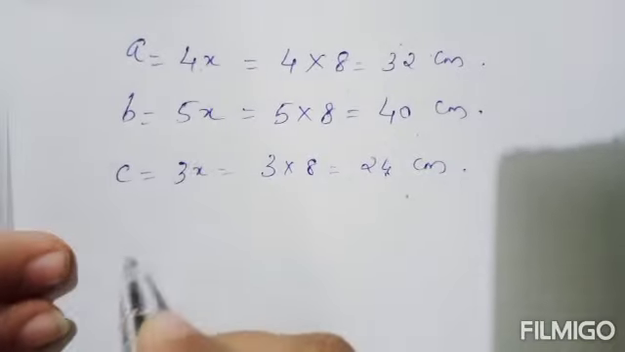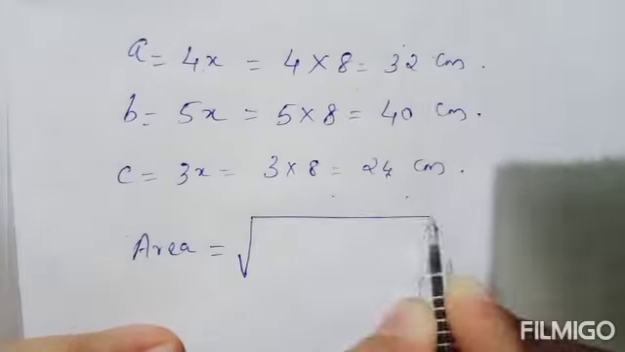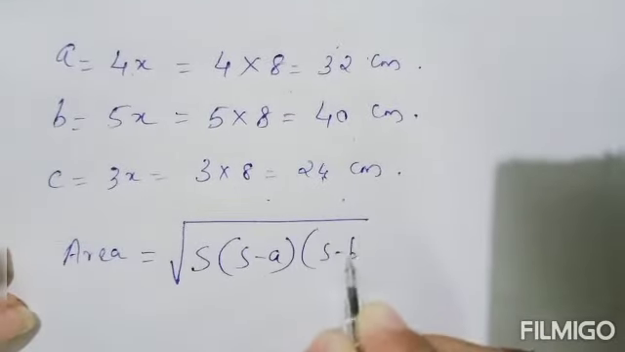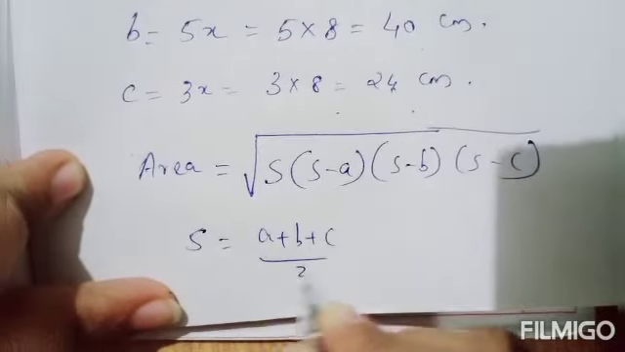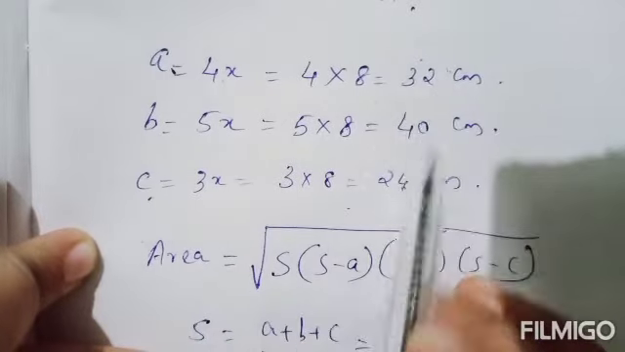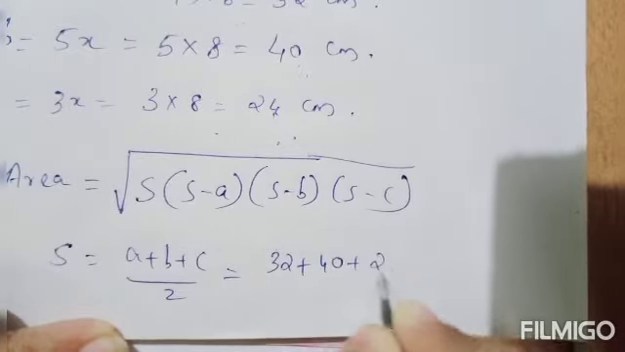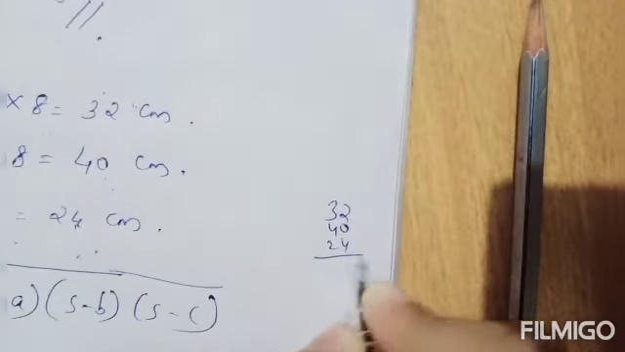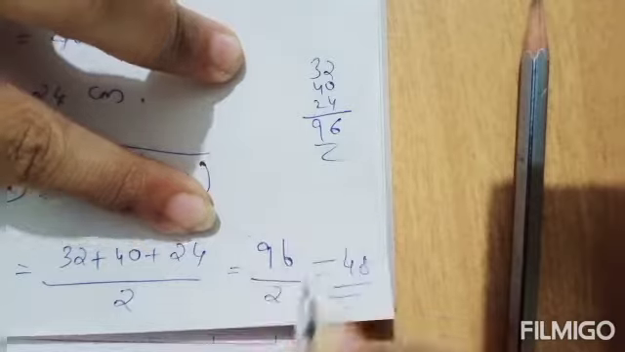Now the question is to find the area. If three sides are given, how can you find the area? The formula is root of S into S minus A into S minus B into S minus C, where S equal to A plus B plus C by 2, and A, B and C values we know: 32, 40 and 24. So 32 plus 40 plus 24 by 2. Adding 32, 40, 24 gives 96 by 2. You will get 48. This is S.